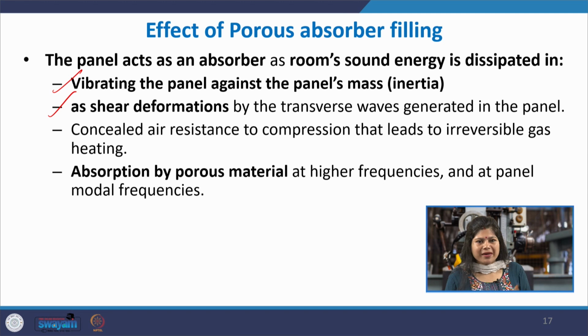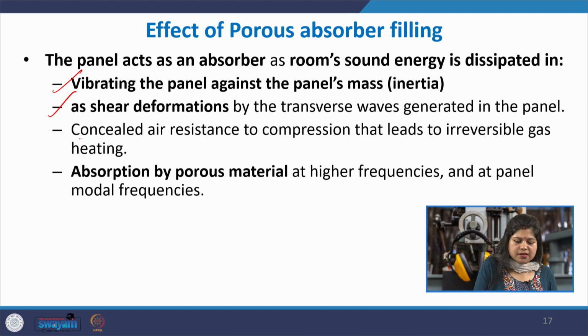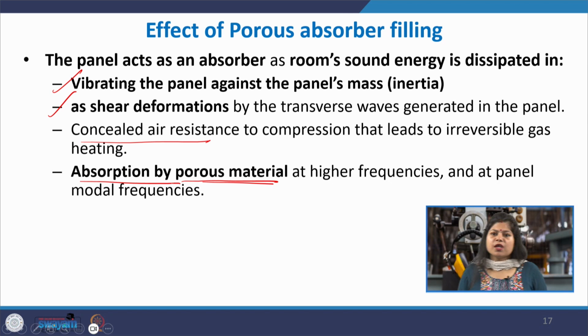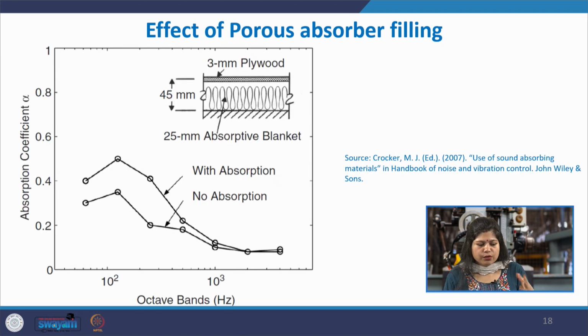So, the first two mechanisms for dissipation of the sound are definitely the same, and then if there was a concealed air cavity, there would be a concealed air resistance as well. Suppose it is an absorber lining, and now that you have a porous material, there would be an additional mechanism, which would be the absorption by the porous material. It would enhance its absorption at the higher frequencies or the panel modal frequencies. So, let us see experimentally what we have found.